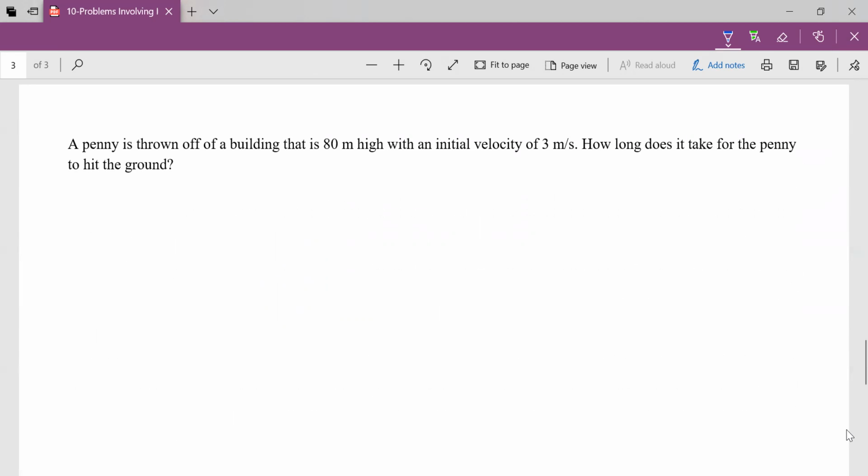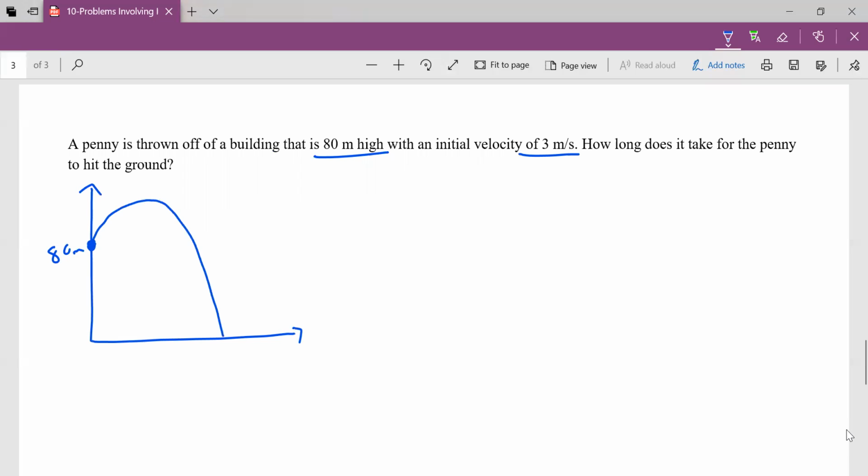An object is being thrown, in this case a penny, off a building that's 80 meters high with an initial velocity of 3 meters per second. How long does it take for the penny to hit the ground? Well, let's envision this thing. So the penny is being launched here, 80 meters off the ground, and comes down and hits down here somewhere. And that's what we want to know. How long does it take for the penny to hit the ground? So that's what we're looking for right there, that value.